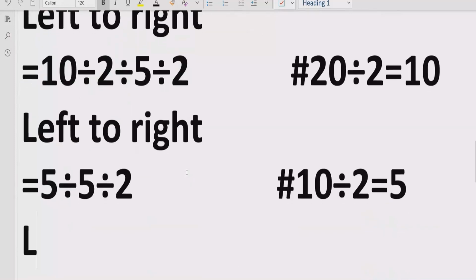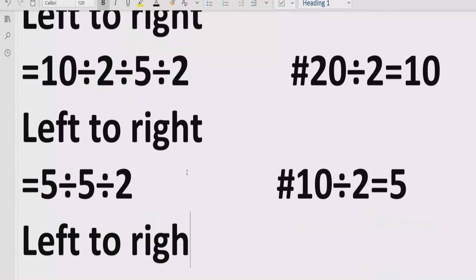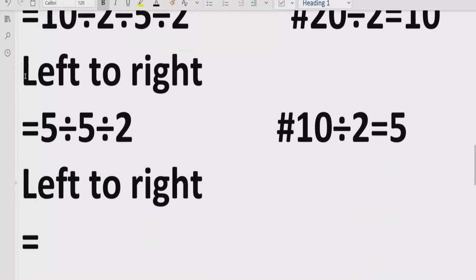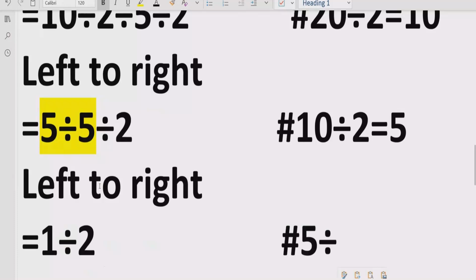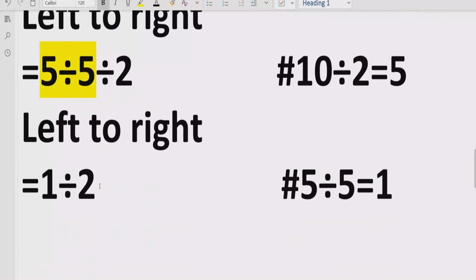Now move forward. Again, we have to go left to right and find out which is coming first. So this time we have 5 divided by 5, which is equal to 1, and divided by 2. We will write here as it is. Here we have to give the reference: 5 divided by 5 equals 1. Now we have 1 divided by 2. So we have to solve this one and find out the correct answer. It becomes 0.5. So the answer of the given expression is 0.5.